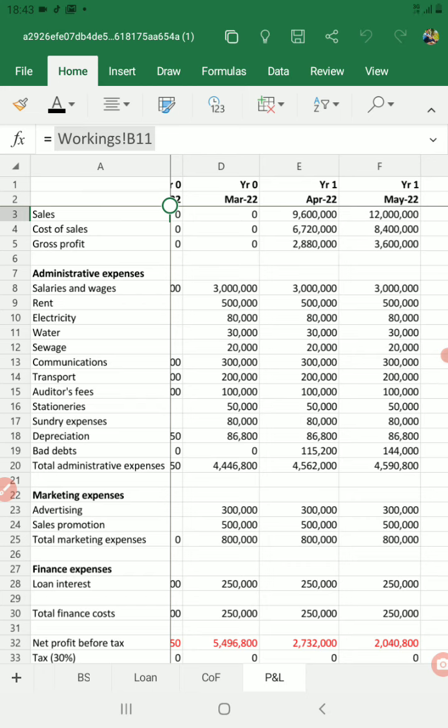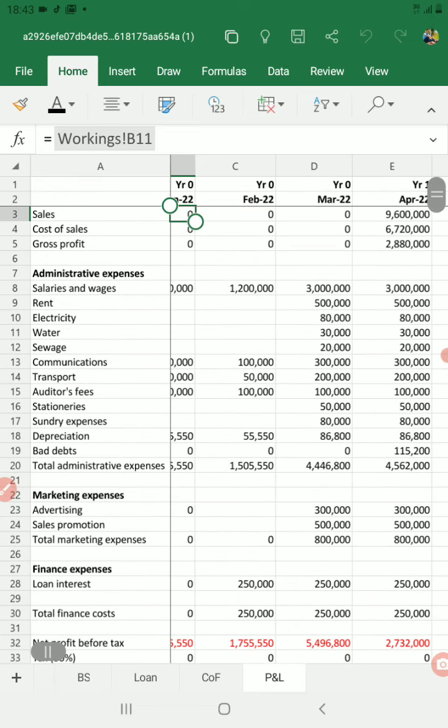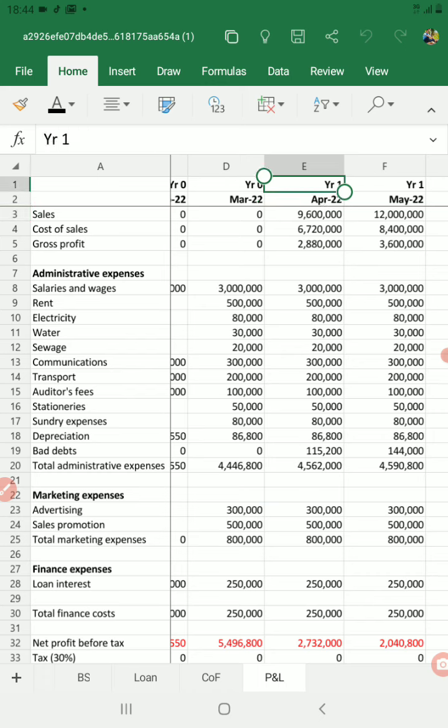So I am here at the monthly income statement sheet, and as usual we are going to leave out the pre-operating period because during this period there are no sales, and the sales figure is our base for computation of percentage of line items, to prepare common size financials. So we will start from here, April 22 in year 1, where year 1 begins.